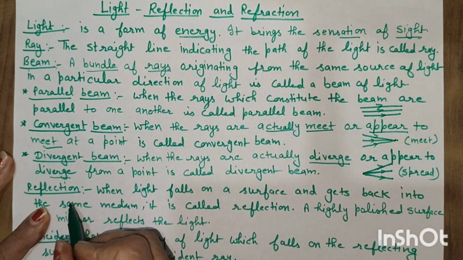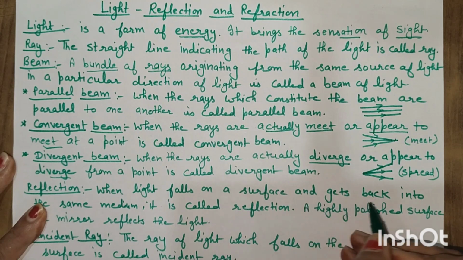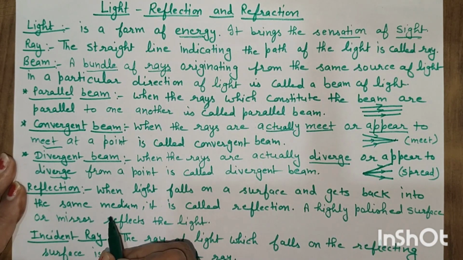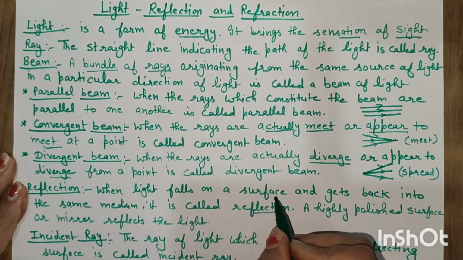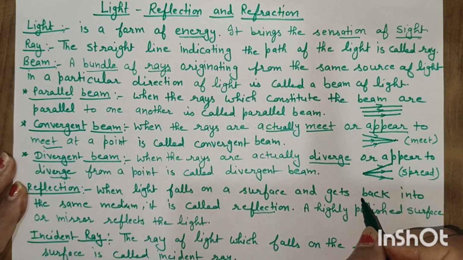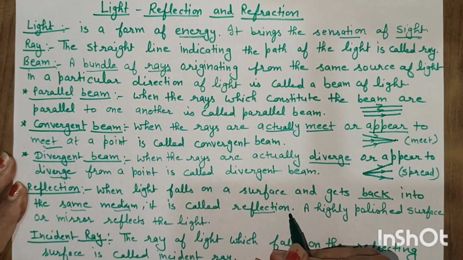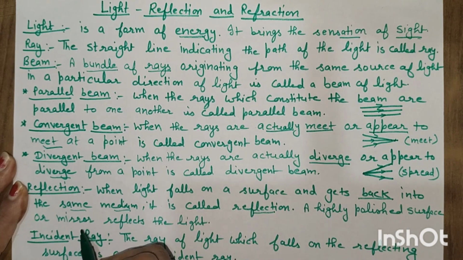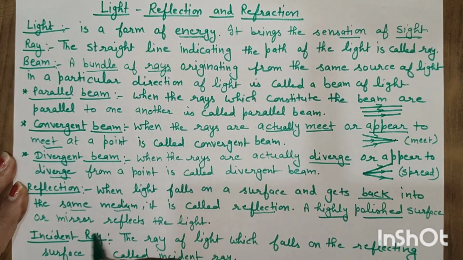Reflection. Now what is reflection? When light falls on a surface and gets back into the same medium, it is called reflection, or simply the bouncing back of light is called reflection. Only a highly polished surface or a mirror reflects the light.